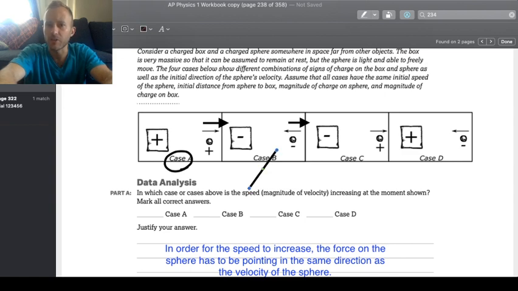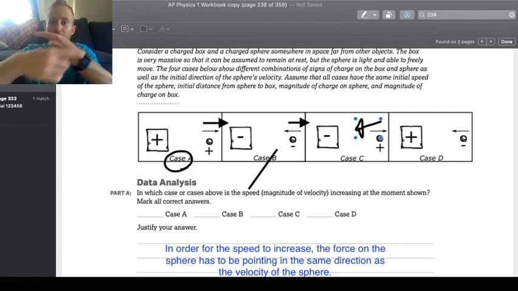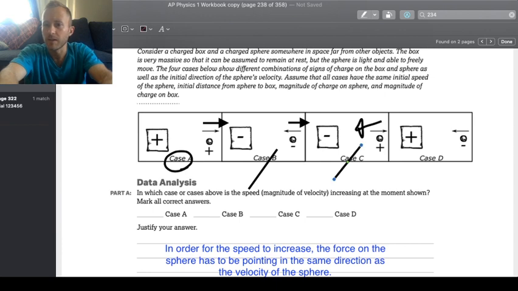Here we have an attractive force because it's opposite charges, but the velocity is to the right. So the force and the velocity are in opposite directions. That's going to be slowing down. That one's out. And then here we have an attractive force because it's opposite charges, and the velocity is going to the left, so that's going to speed up. So the answers are case A and case D.